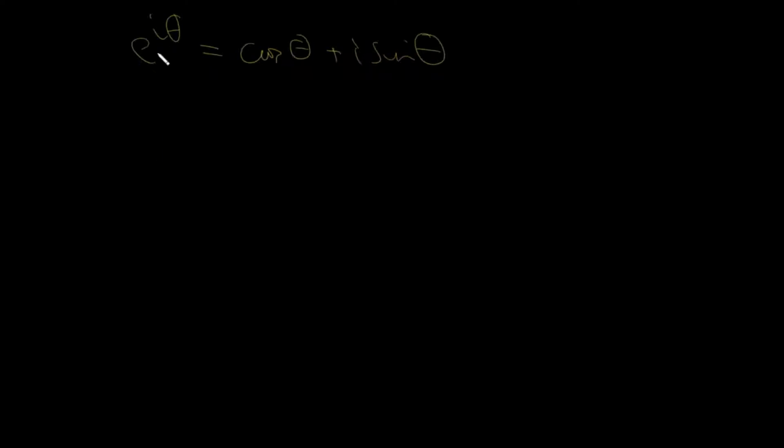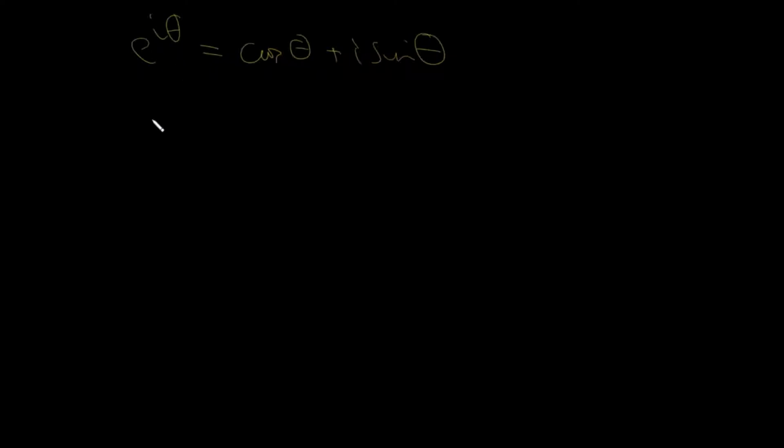Now if theta was 0, this would be 1. Theta is a parameter that parameterizes the unit circle from 0 to 2 pi, and then it just cycles back around again. 0 and 2 pi in fact are identified as the same point on the circle.